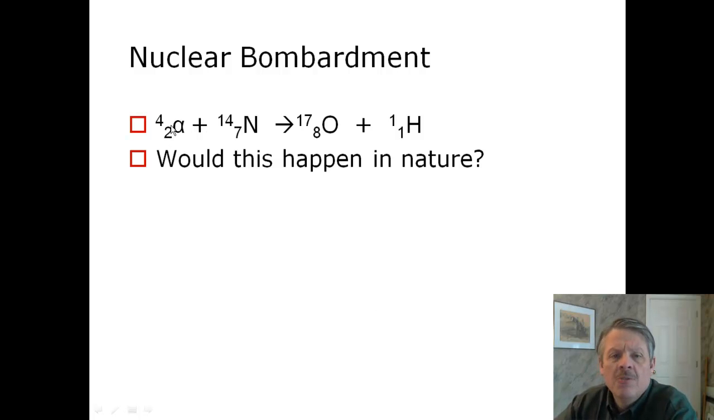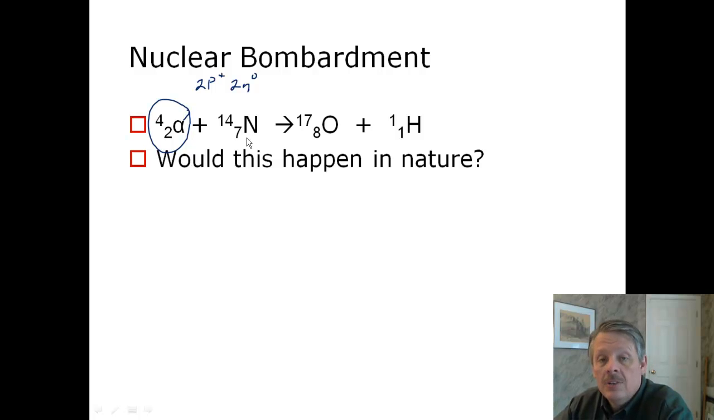We're taking an alpha particle, which is 2 protons and 2 neutrons, without any electrons. So it's the nucleus of a helium atom, and somehow we're whacking it into nitrogen. And we have to whack it into the nucleus. So would this happen in nature? Frankly, probably not. Why? Well, because you've got this thing which is positively charged over here. It's got 2 protons.